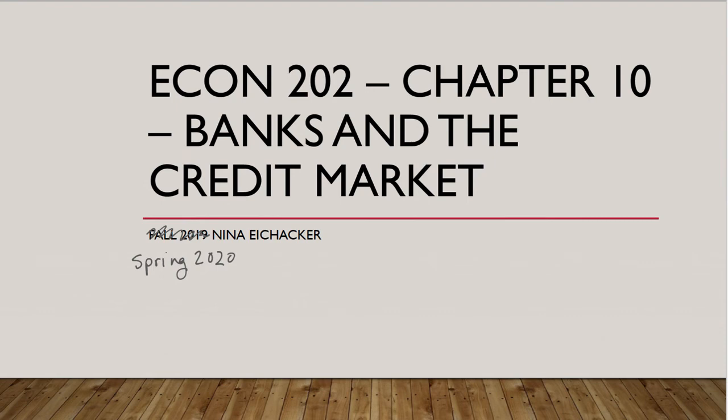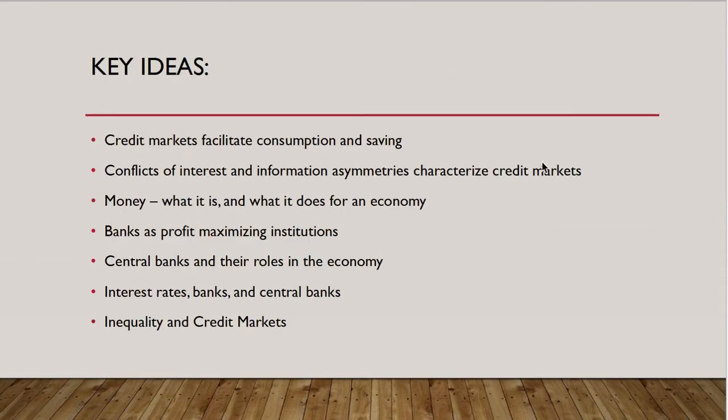Welcome to Chapter 10, which is about banks and the credit market. This chapter talks about a lot of things, as all chapters in the core textbook do. They talk about how credit markets facilitate consumption and saving, how conflicts of interest and information asymmetries characterize credit markets. It talks about what money is and what it does for an economy. It talks about banks as profit-maximizing institutions.